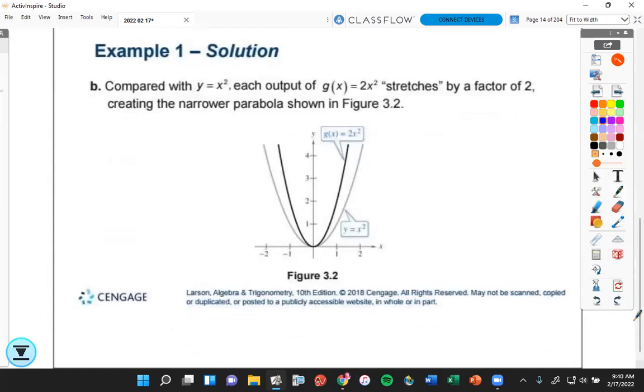So we use the term stretch and compress. I talked about gummy bears. You know, if you take a gummy bear and stretch it, it gets skinnier. If you squeeze the gummy bear head to toe, it gets wider. So that would be a compression and a stretch. So 1/3 would be a compression, vertical compression. 2 would be a vertical stretch.